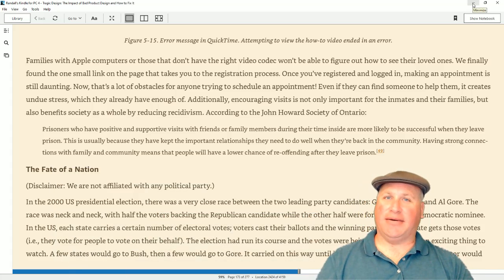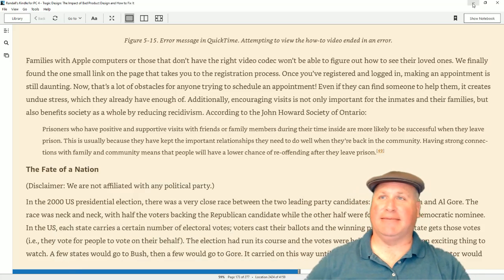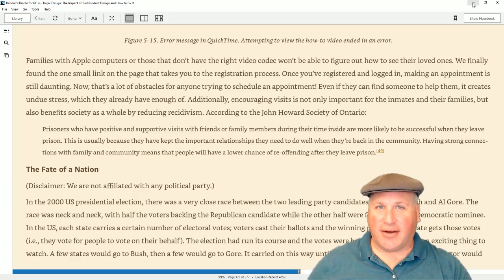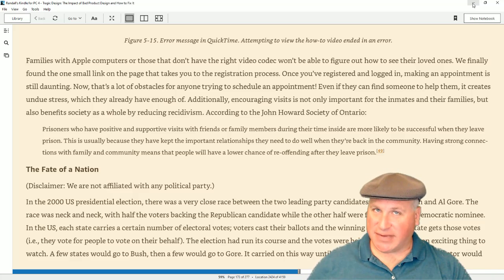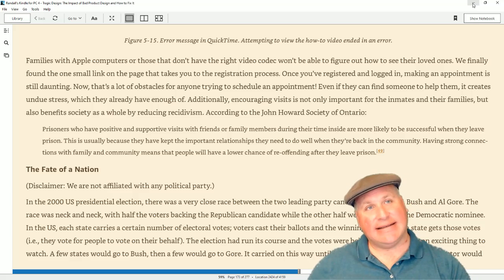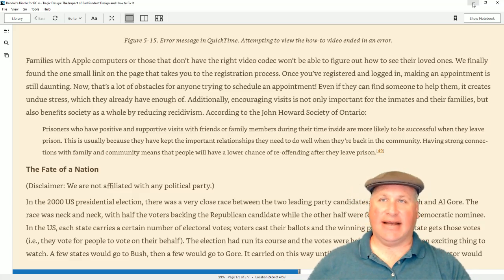Okay, here we go. Here's a little bit of information about the United States election system. The fate of a nation. In the 2000 U.S. presidential election, there was a very close race between two leading party candidates, George W. Bush and Al Gore. The race was neck and neck, with half the voters backing the Republican candidate, while the other half were for Al Gore, the Democratic nominee.